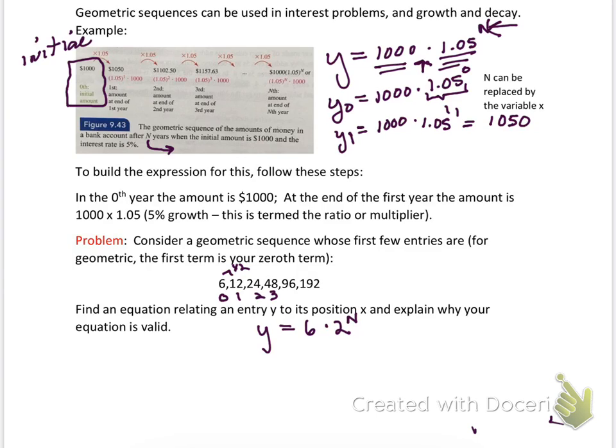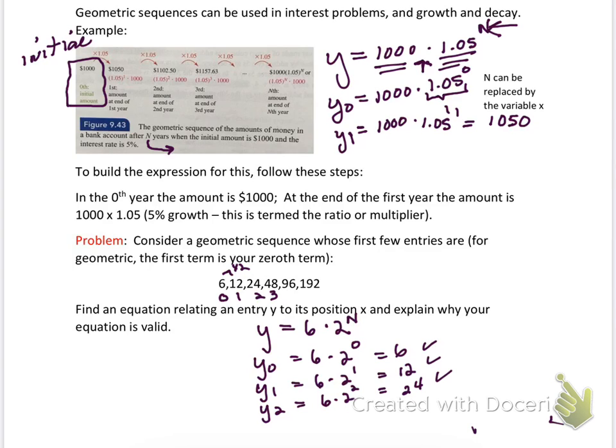So let's figure this out. If I'm going to figure out the 0 term, 6 times 2 to the 0, 2 to the 0 is 1, that equals 6, that checks. Term number 1, 6 times 2 to the first, that equals 12, that checks. Term number 2, 6 times 2 squared equals 24, and they all check.